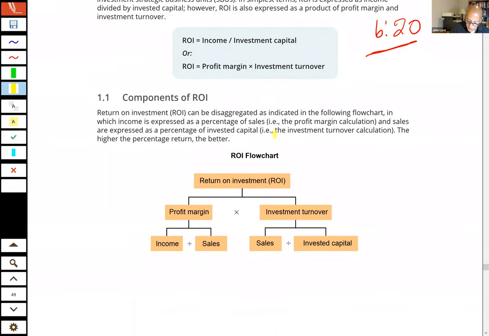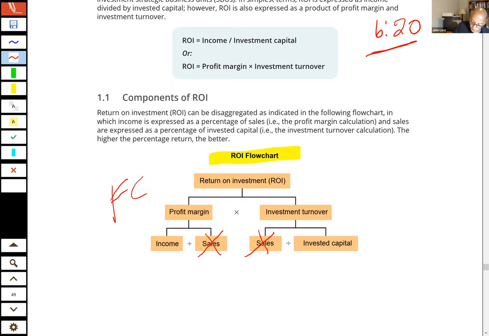Now, this ROI flow chart, I find it probably a little bit of an overkill. You can flashcard this, but at the end of the day, when they do the calculations, you can see here that we have income divided by sales times sales divided by invested capital. The laws of mathematics would tell you that you could get rid of the common element in both the numerator and denominator.